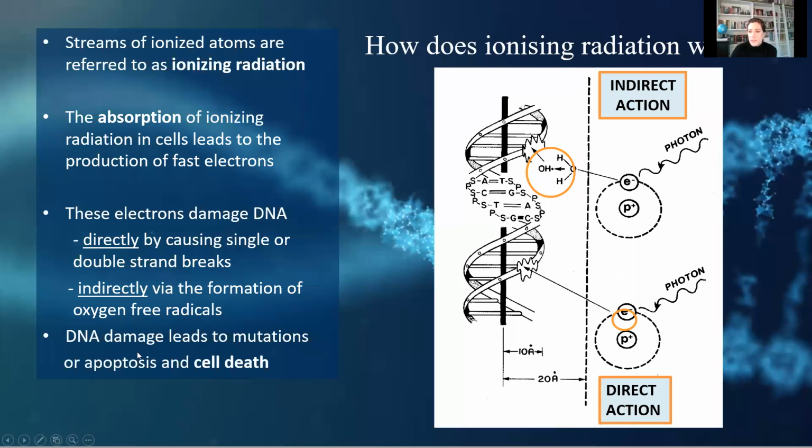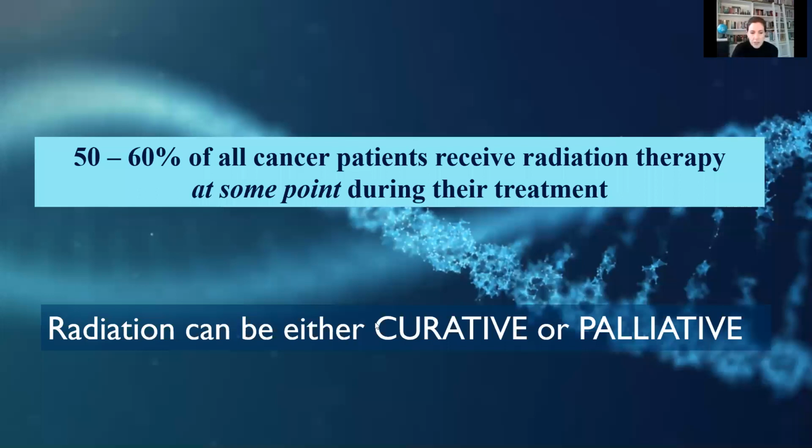There is cell death, which is what we want, obviously, for our cancer cells, but not necessarily what we want for our normal tissue. About 50 to 60% of all cancer patients will need radiation. Many head and neck patients present with advanced disease. So our radiation can be either curative or palliative.